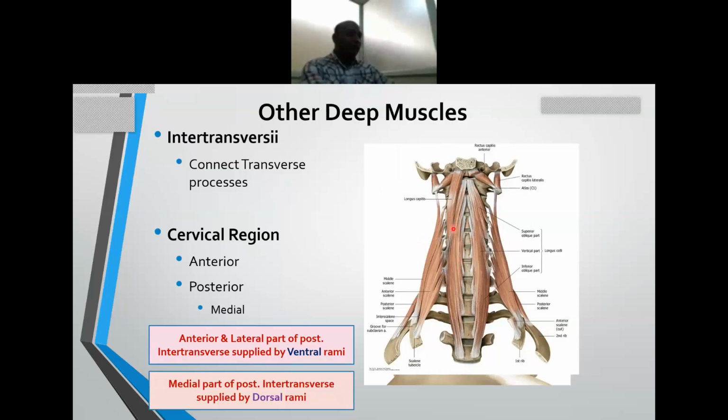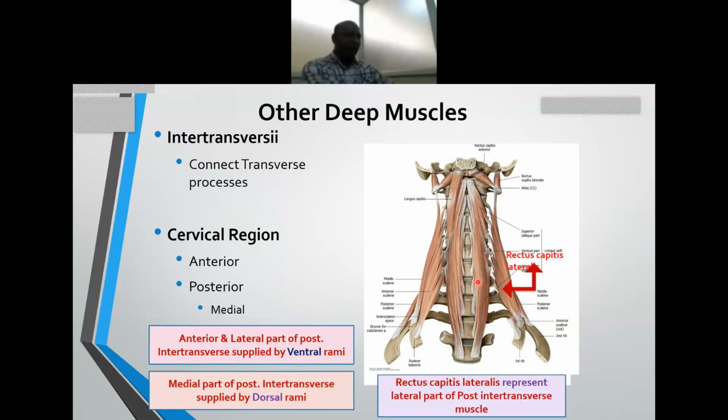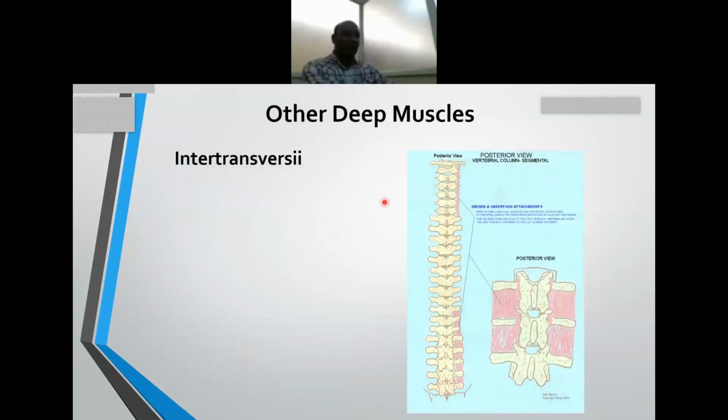So anteriorly you have different muscles which are discussed in the paravertebral region, but they have been discussed. There are other muscles like the lateral group, like the rectus capitis lateralis and rectus capitis anterior and rectus capitis posterior, which will come to later.